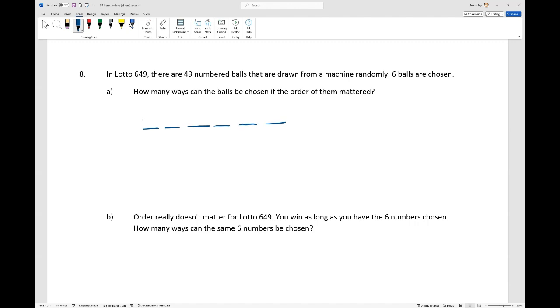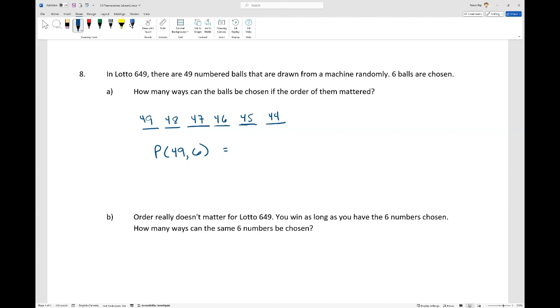And since there are 49 balls, the first one has 49 different options, the second one 48, 47, 46, 45, and finally 44. I'll be honest, I don't want to punch that into my calculator, but I recognize that this is just a permutation where we had 49 objects and we're picking 6 of them. So whether you do them with first principles or you use the notation doesn't really matter. You'll get the same answer. It's just a little faster to plug into your calculator.